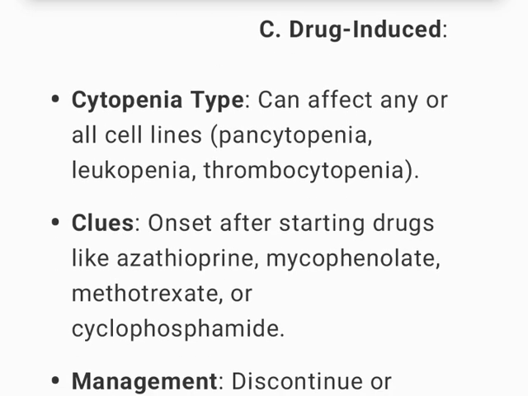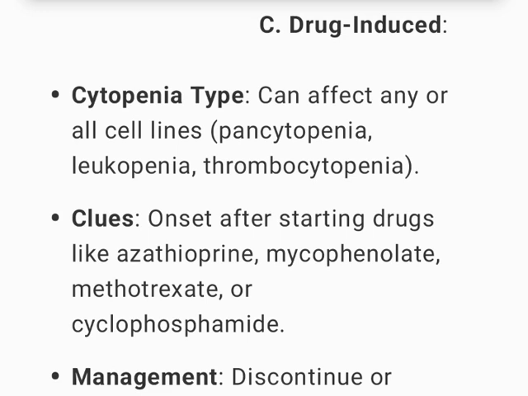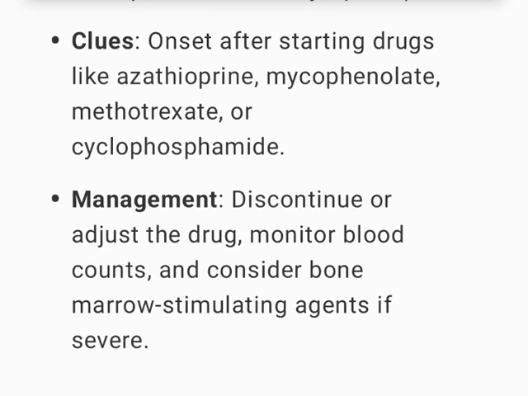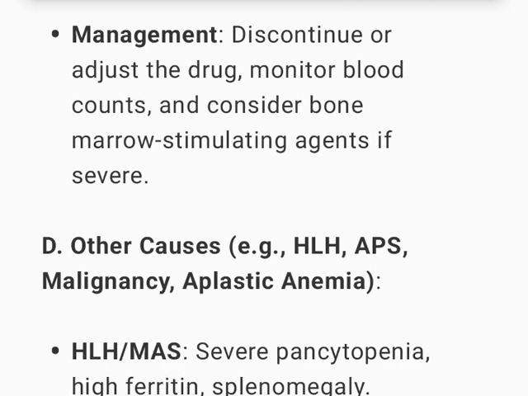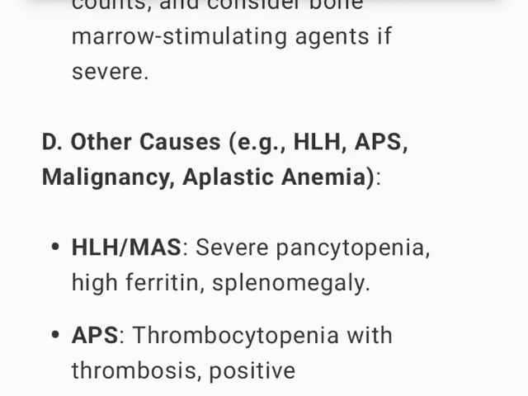C. Drug-induced. Cytopenia type: can affect any or all cell lines, pancytopenia, leukopenia, thrombocytopenia. Clues: onset after starting drugs like azathioprine, mycophenolate, methotrexate, or cyclophosphamide. Management: discontinue or adjust the drug, monitor blood counts, and consider bone marrow stimulating agents if severe.